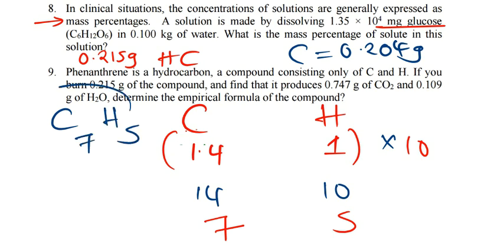So we don't do what you used to do in high school where you just say no, 1.4 rounded off is 1, so in the ratio of 1 to 1. No, here we actually do something to ensure that we get the best ratio possible. So this is the empirical formula of the compound: C7H5.